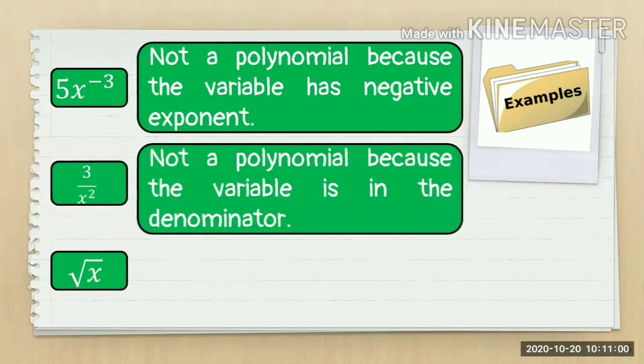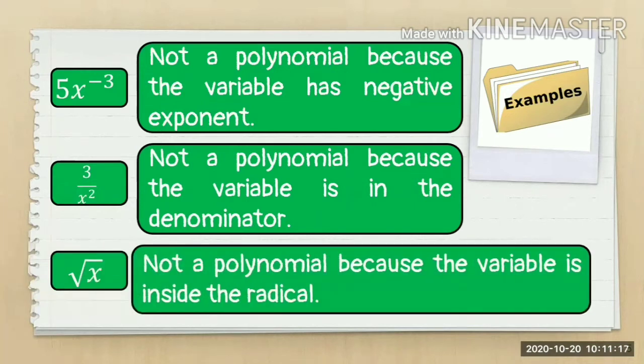The next example, we also have 3 over x squared. So hindi rin siya polynomial because the variable is in the denominator. So again, sa polynomial function, hindi po tayo pwedeng magkaroon ng variable sa ating denominator. And last one, square root of x, is also not a polynomial since the variable is inside the radical. So kapag ang variable again ay nasa loob ng radical, hindi natin siya pwedeng i-consider as polynomial function.